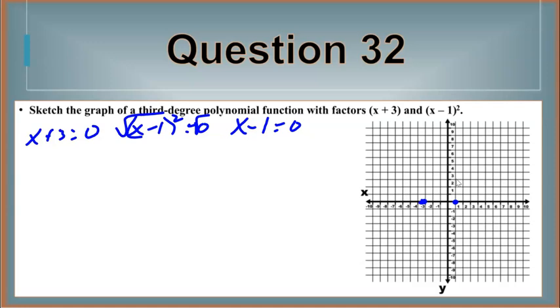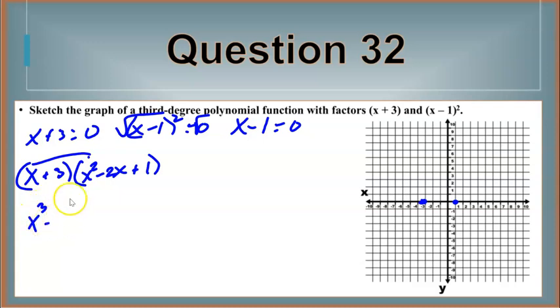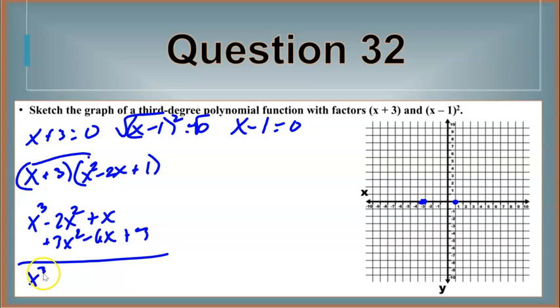Now, if I want to find out the y-intercept, I would have x plus 3 times, and if I were to FOIL x minus 1 squared, this is just x squared minus 2x plus 1. If I FOIL that, that's x cubed minus 2x squared plus x, and then distribute the 3. It'll give us a positive 3x squared, a minus 6x, and a positive 3. I would have x cubed plus x squared minus 5x plus 3. So if x was 0, I would have a y-intercept at a positive 3.